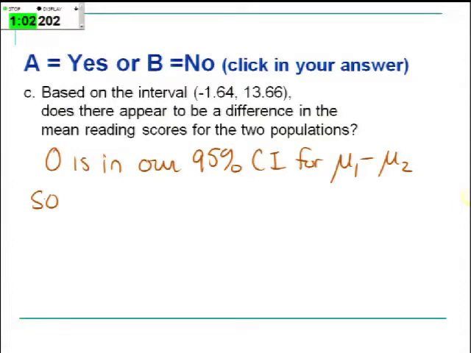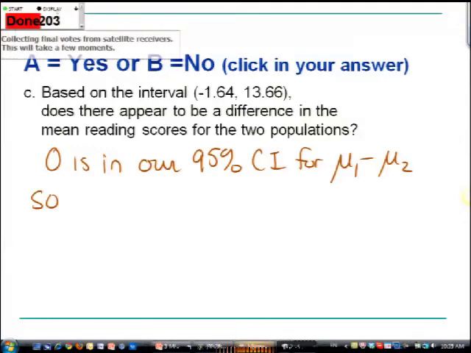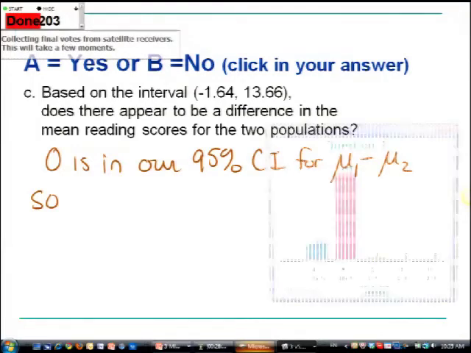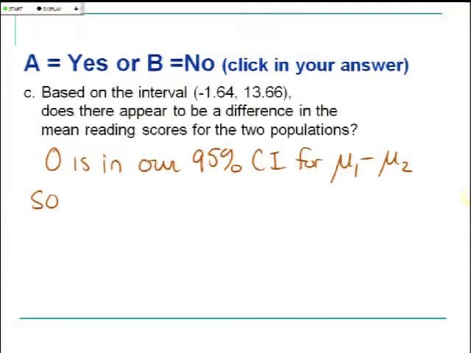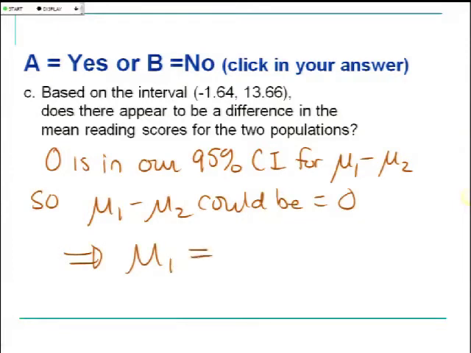All right, does there seem to be a difference? Let's see what you're saying. Most of you are saying no, no difference, and that is because zero's in the interval. If zero's in the interval, zero is possible for mu1 minus mu2. So mu1 minus mu2 could be equal to zero. You could not refute that. You could not reject this theory that mu1 and mu2 are the same. The data does not reject that theory. And that means there doesn't seem to be a difference.